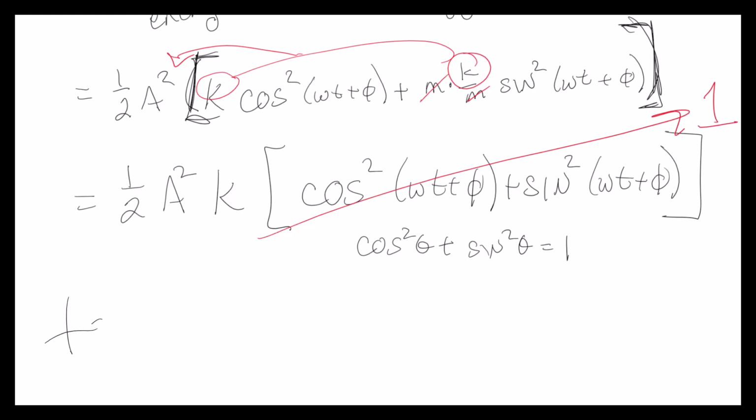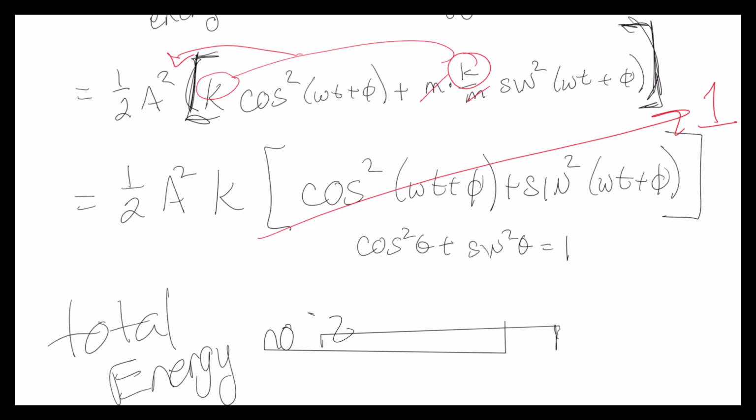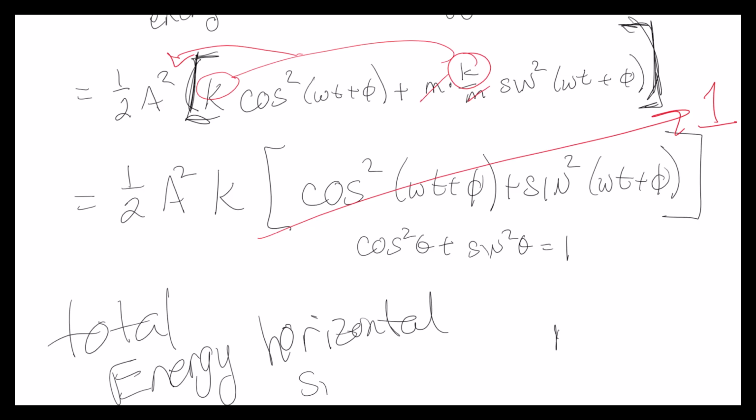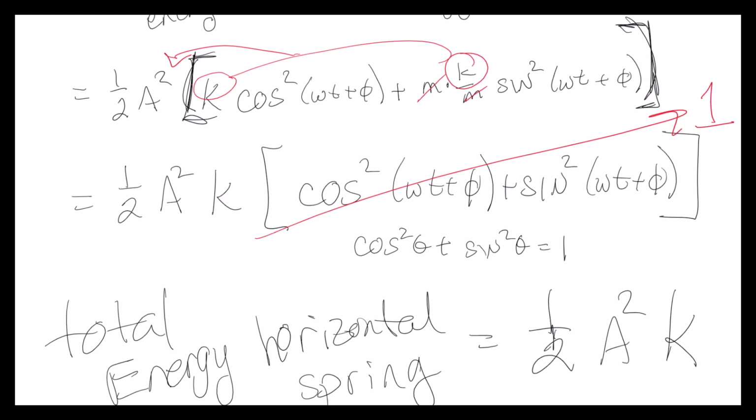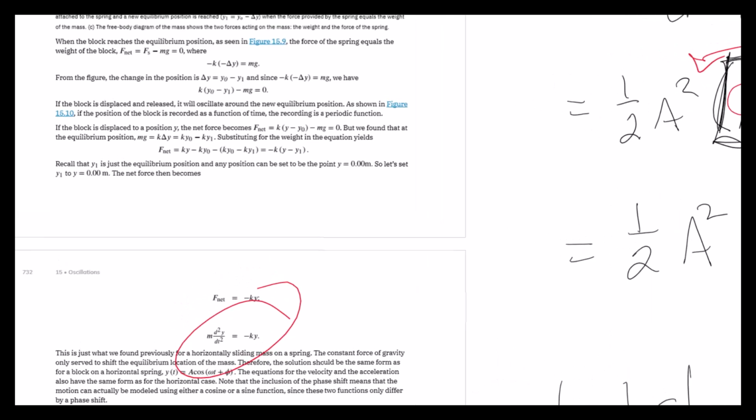So the total energy of a spring, and I'm going to specifically write of a horizontal spring, is simply 1/2 A squared times k. So it doesn't even matter what the mass is; that ends up getting thrown out in the wash. It really has to do with how far you pull it in the first place times the spring constant. Which is pretty awesome if you think about it.